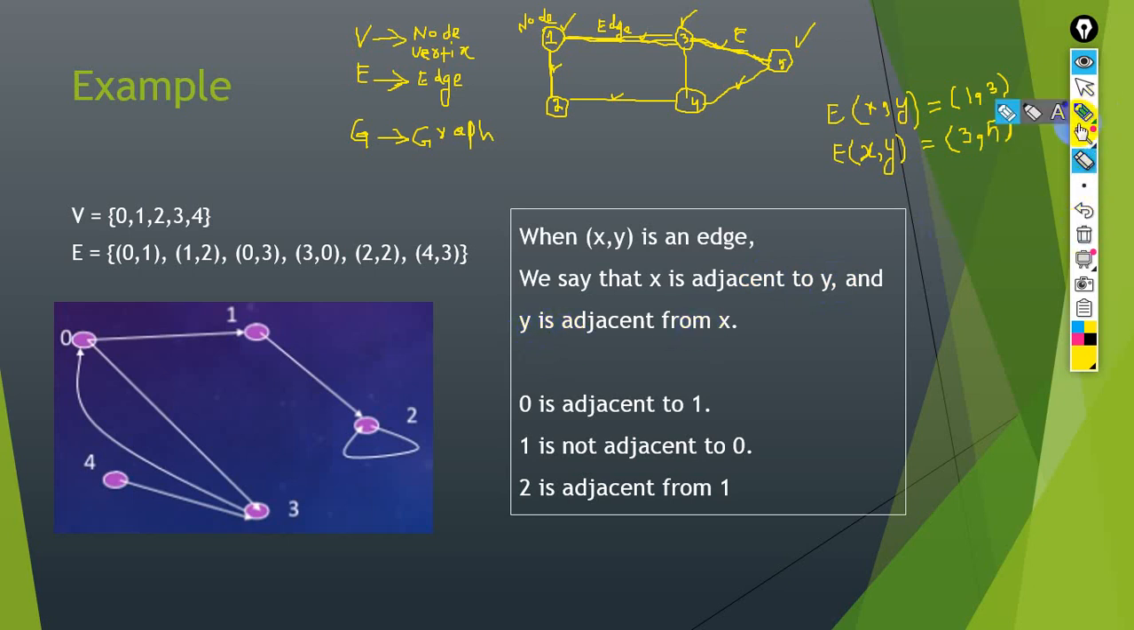Look at this. For example, this is x and this is y. So now we are taking this edge. So now x is adjacent to y. It means 0 is adjacent to y because here we have an edge from x to y.